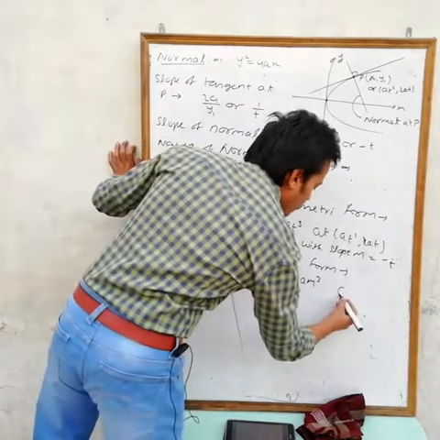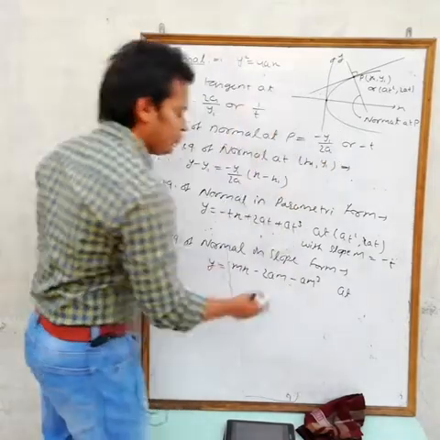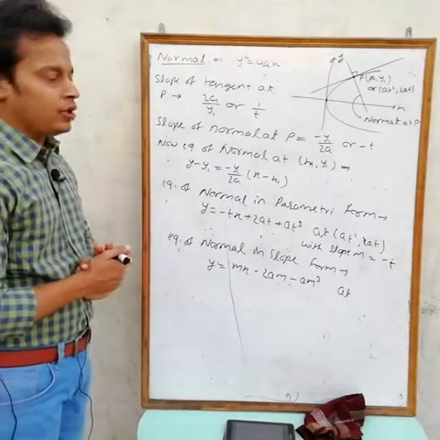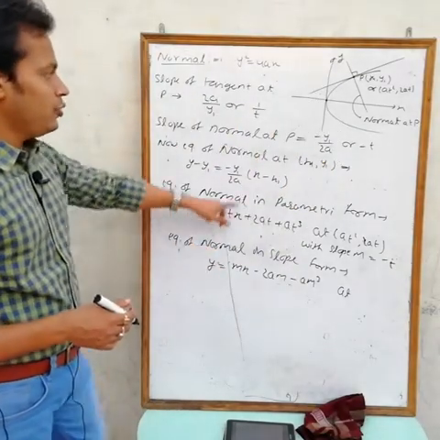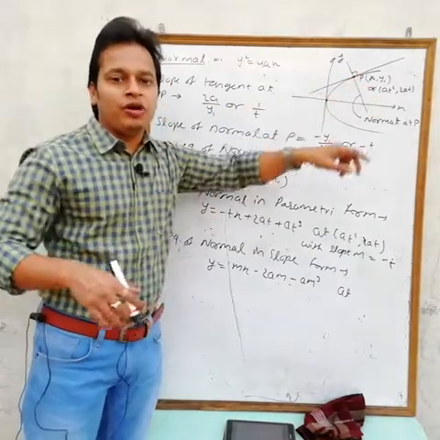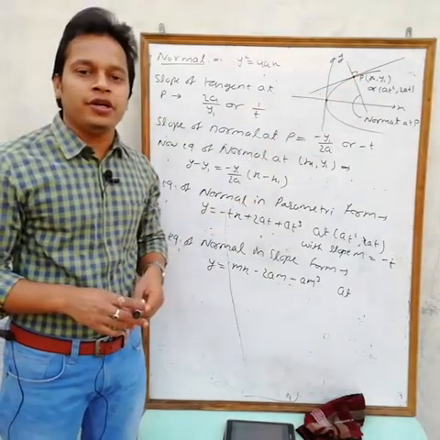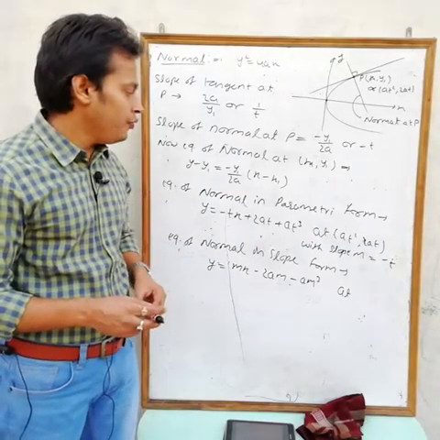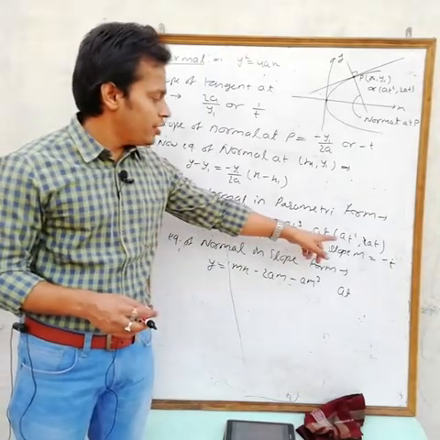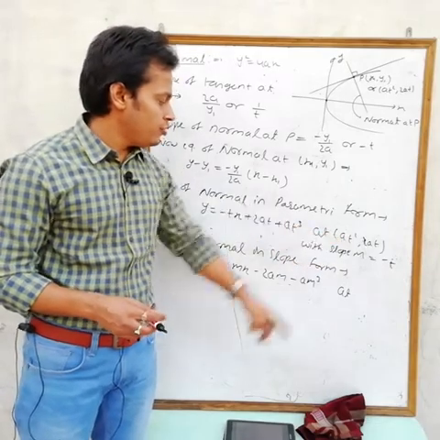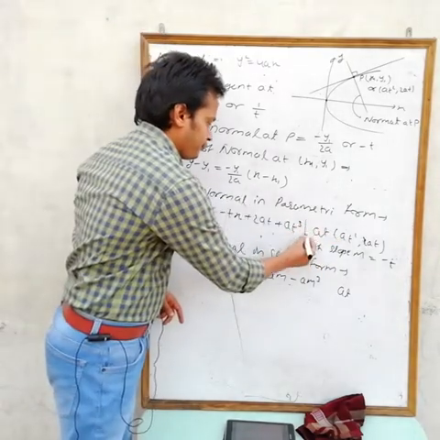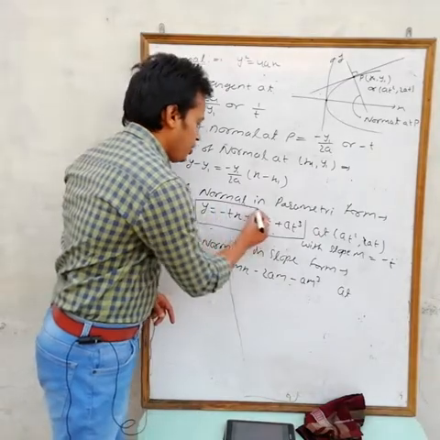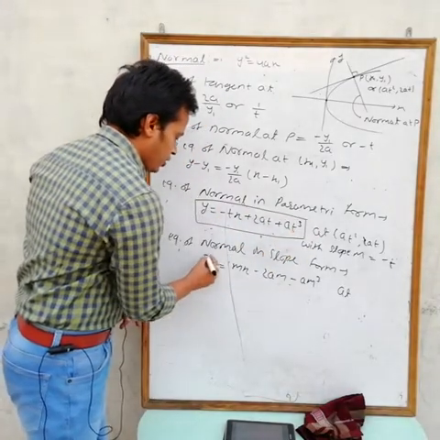Can you find the point P in slope form? Here this is the equation of normal at P, but if you want to write the coordinate of P in terms of m, can you write? Actually yes, we can write. How? Simple. Here we have the coordinate of P, at square comma 2at.